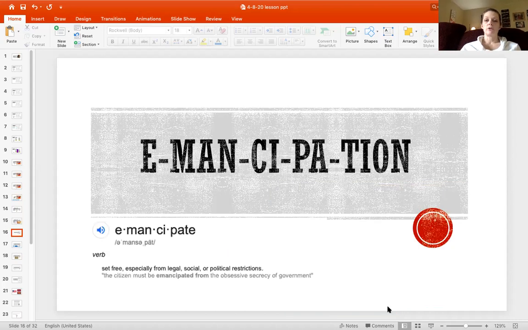This is something new we're going to learn today. This is something that happened during the Civil War, and this word, I broke it down in syllables so you could see it because it's a tough word. It says emancipation, emancipation. And it comes from the root word emancipate. It is a verb. It is something you do. And that means to set free, especially from legal, social, or political restrictions. And this is what happened during the Civil War. Can you guess who they were wanting to set free?